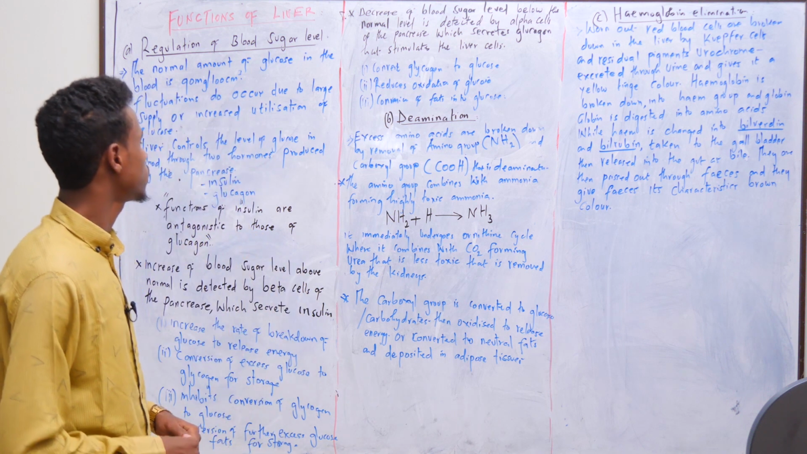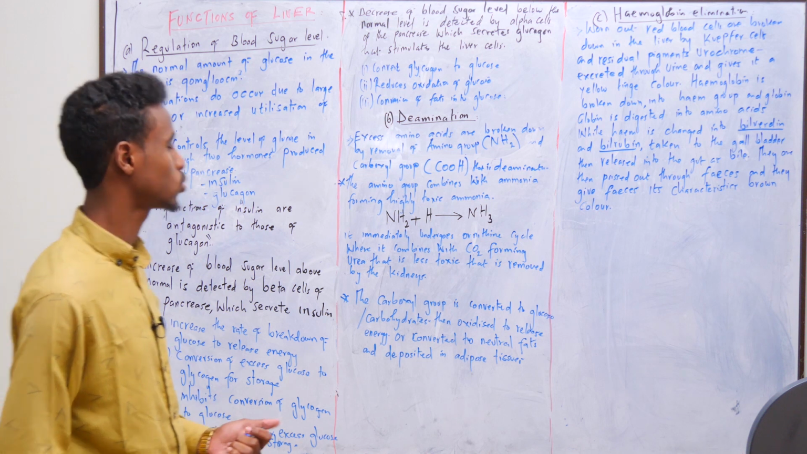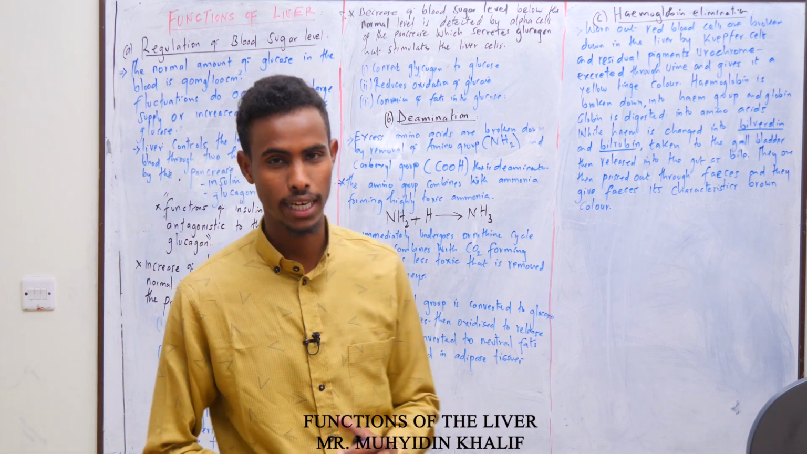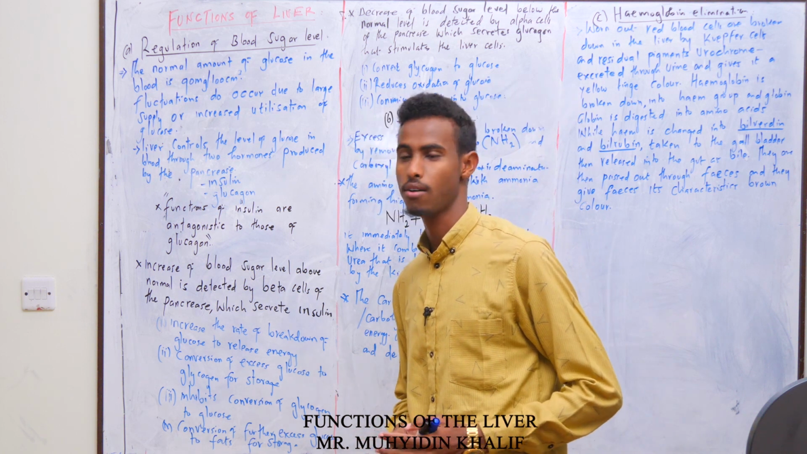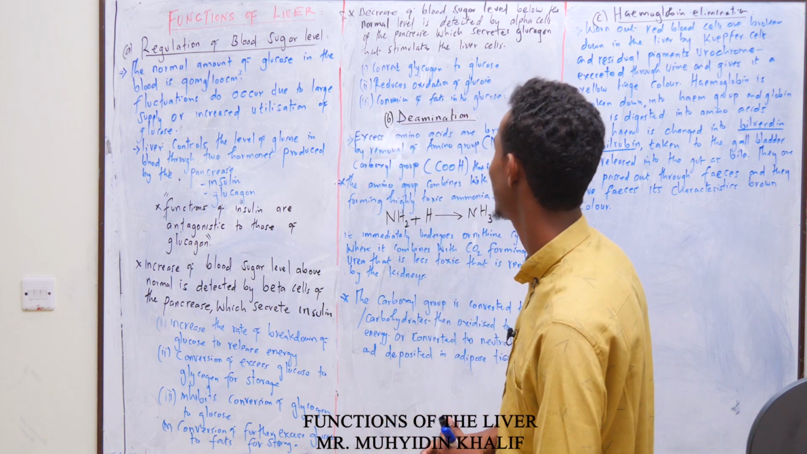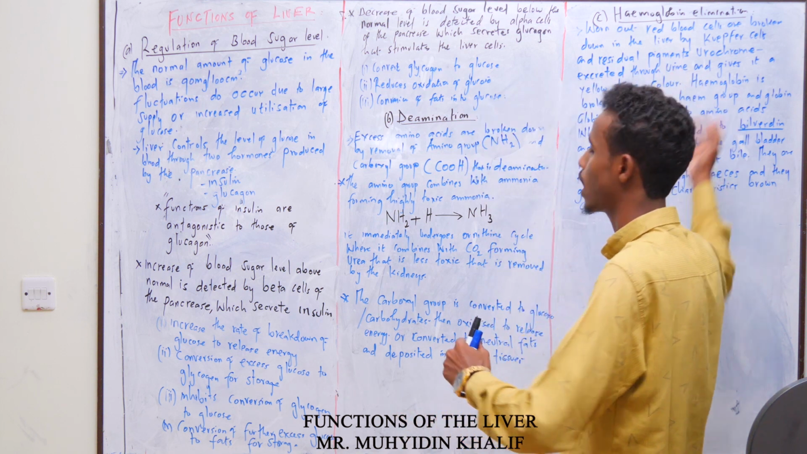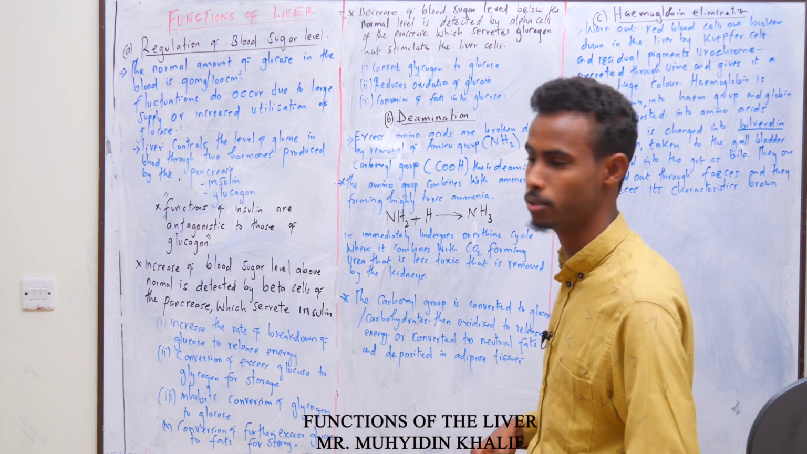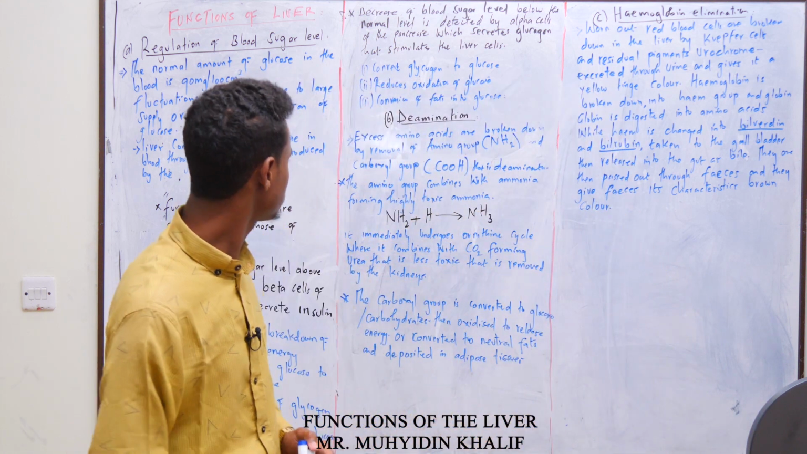Now today, as you can see, I want us to dive and navigate through the functions of the liver. I may not cover all of them. As you can see, we have three: regulation of blood sugar level, deamination, and hemoglobin elimination. Now, let's look at them one by one, class.